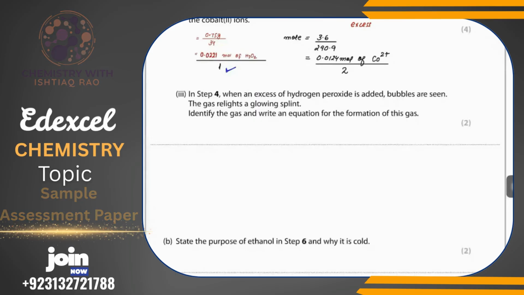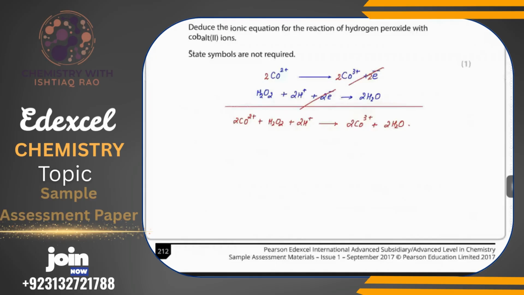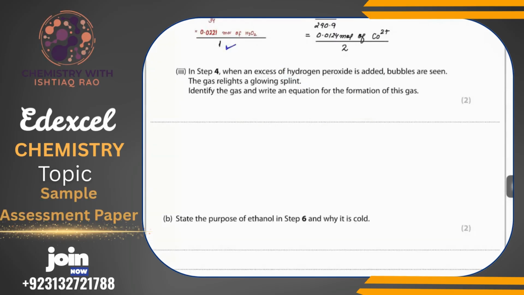H2O2, when broken down, is going to give you oxygen. It's confirmed that it's oxygen. So then we have to balance this equation, of course. It's going to give us H2O, because they are saying bubbles are seen and the gas relights a glowing splint. Write a balanced chemical equation: H2O2 gives H2O and oxygen, and I'm supposed to write a half in front of the oxygen. It's a balanced equation.